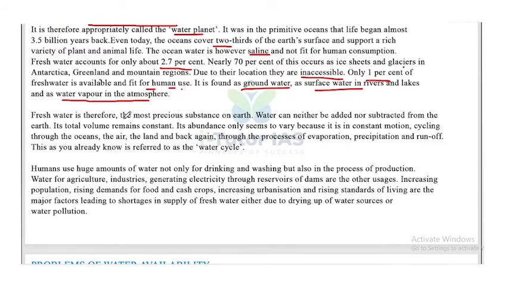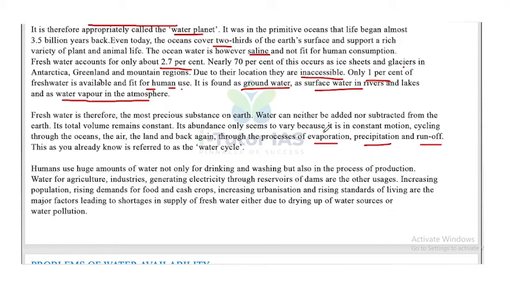Fresh water is therefore the most precious substance on the earth. Water can neither be added nor subtracted from the earth. Its total volume remains constant. Its abundance only seems to vary because it is in constant motion, cycling through the oceans, the air, the land and back again through the process of evaporation, precipitation and runoff.